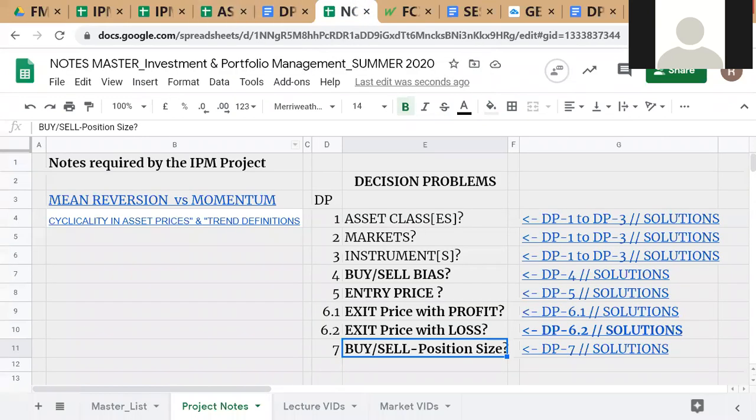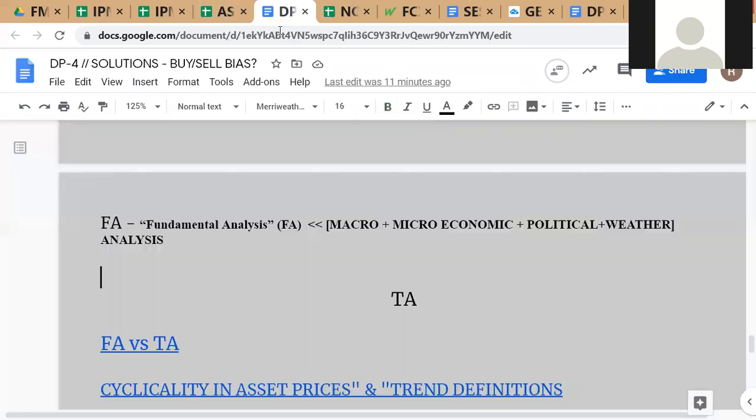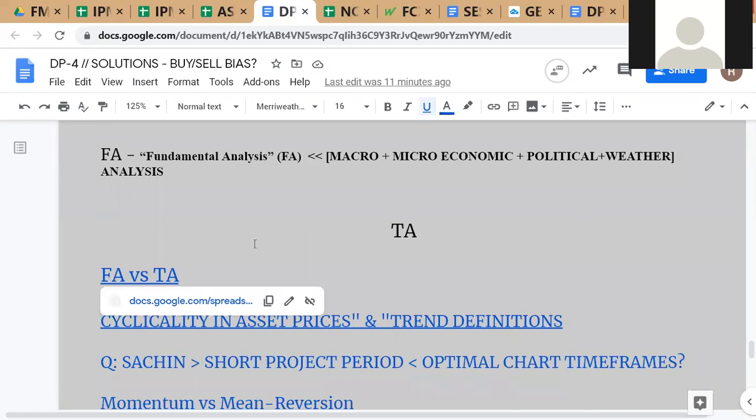So we have pretty much come to the end of the class today. So I'll let you go. We will continue further with DP4, but you have some idea of FA. And then what you should do is start reading about these notes. Then we will go on to the discussion of TA.